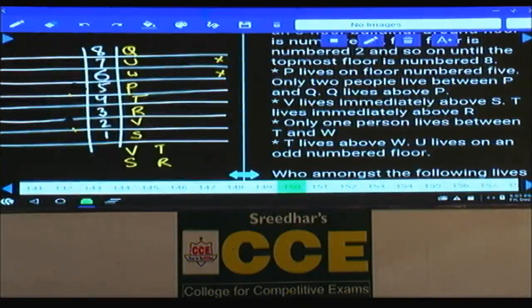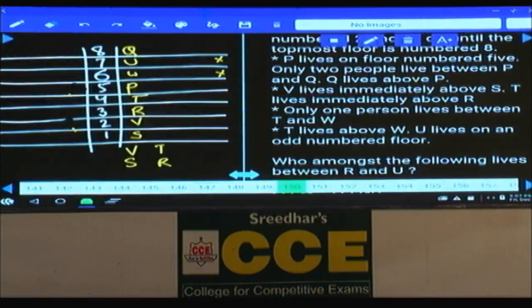P lives on floor number 5, only 2 people between P and Q. Q lives above P. V lives immediately above S. And T lives immediately above R. And only one person between T and W. T lives above W, as that is clearly given. As T lives above W, this W cannot be here. As W cannot be here, tell me what is the possibility we have for this T.